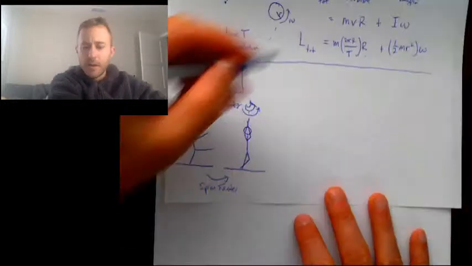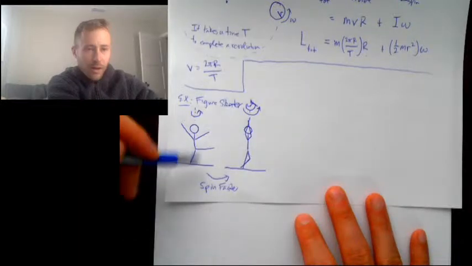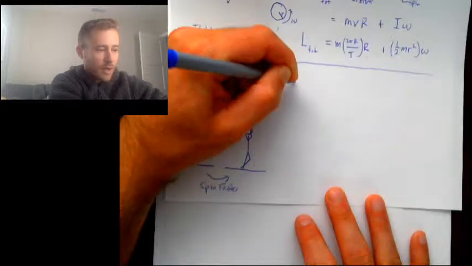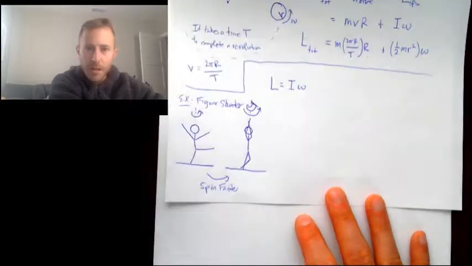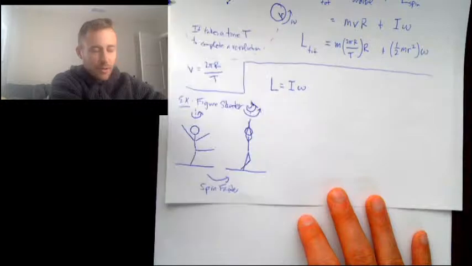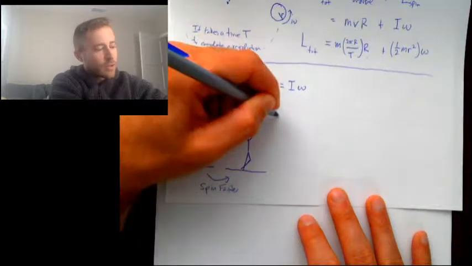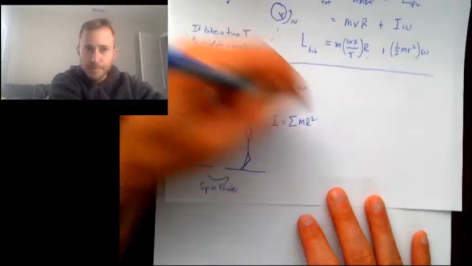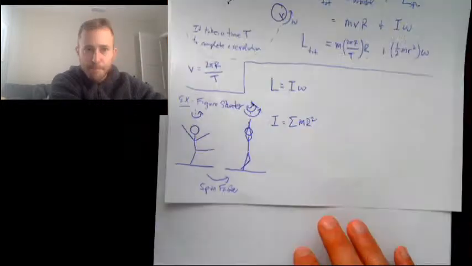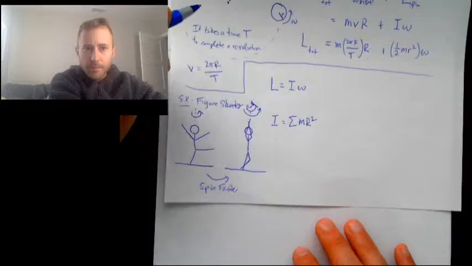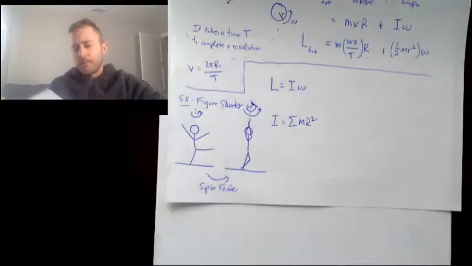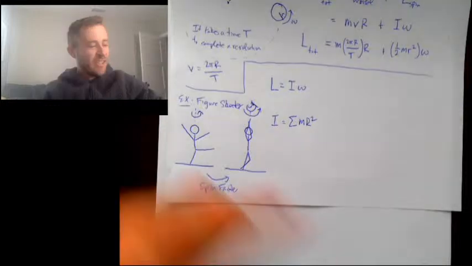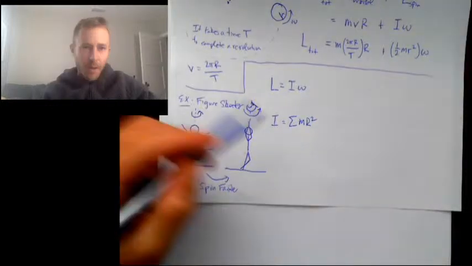Okay, so this figure skater is spinning. So I'm going to use the formula for spin angular momentum, which is I times omega. And then I'm going to look more closely at the definition of inertia. Inertia is the sum of mr squared. Okay? Inertia is the sum of mr squared.